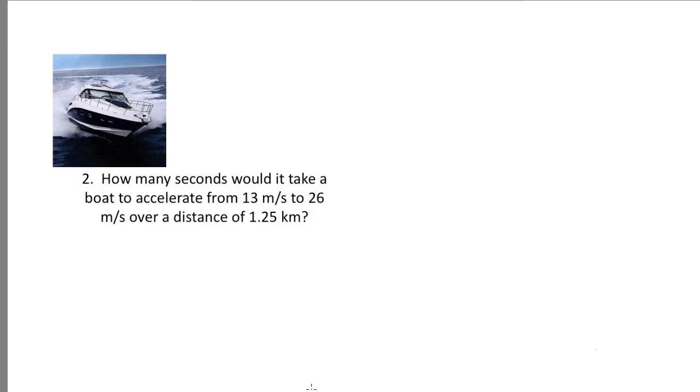Okay, our next problem. How many seconds would it take a boat to accelerate from 13 meters per second to 26 meters per second over a distance of 1.25 kilometers? Well, using our PAVE method, draw a picture of our boat. It's nice that I put one nice one in there, isn't it? And we drew in the direction, axes. You'll see where the importance of the axes comes in a little bit. Now, variables. So we're looking for how many seconds. We can start actually with t equals question mark. Would it take a boat to accelerate from 13 meters per second? That would be my initial velocity, 13 meters per second.